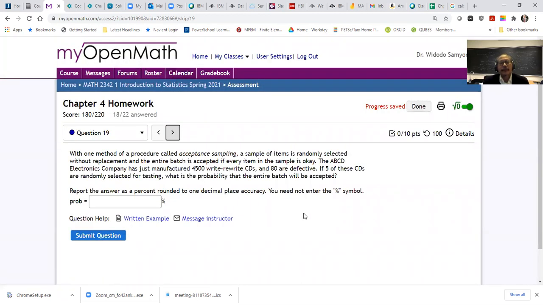Okay, so 19. APC Electric has just manufactured 4,500 rewritable CDs and 80 are defective. If 5 of the CDs are randomly selected for testing, what is the probability that the entire batch will be accepted?